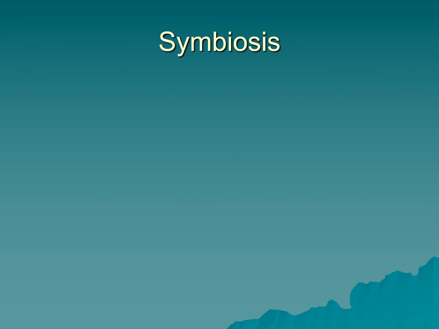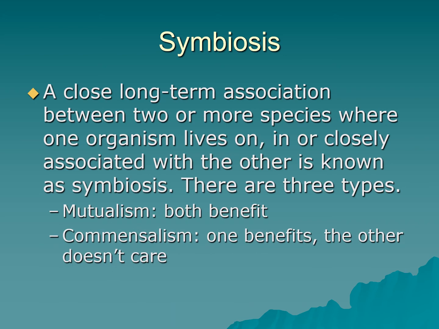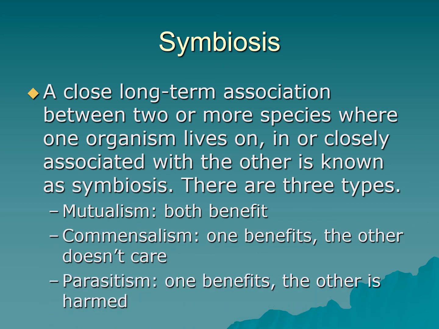Other things that happen over long periods of time as organisms live together are symbioses. This, as we've talked about before, is a close long-term association between two or more species where one organism lives on, in, or closely associated with the other. There are three basic types of symbiotes. We talked about this already before. There's mutualism, where both benefit, commensalism, where one benefits and the other doesn't care, and parasitism, where one benefits and the other is harmed. Okay, just a reminder of those. I know we've already talked about those in the past.